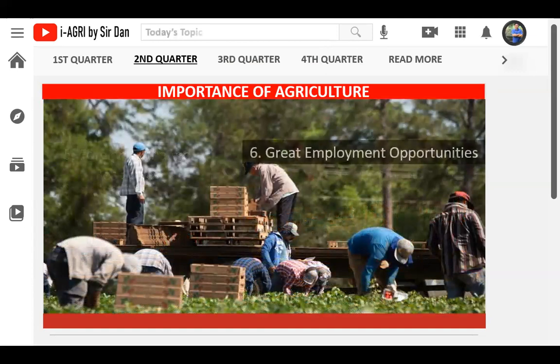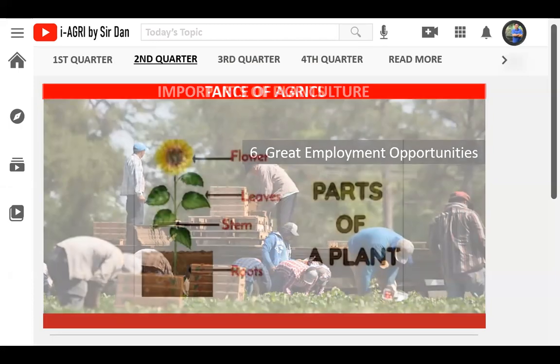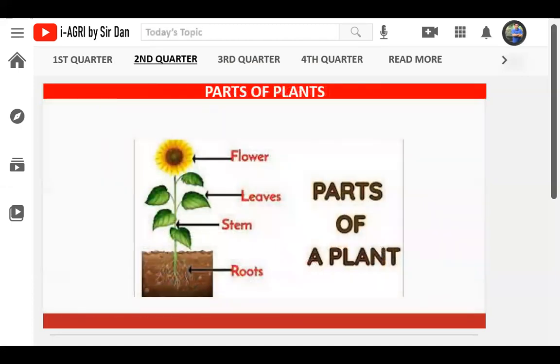Number six, great employment opportunities. As I've said in number one, it gives other income. It also gives employment to those people who have no work at this time of pandemic. Let's move on to the other parts of the topic, which is parts of the plant.